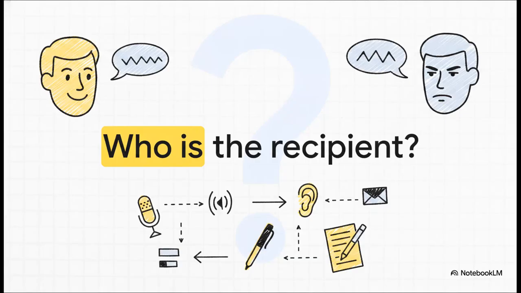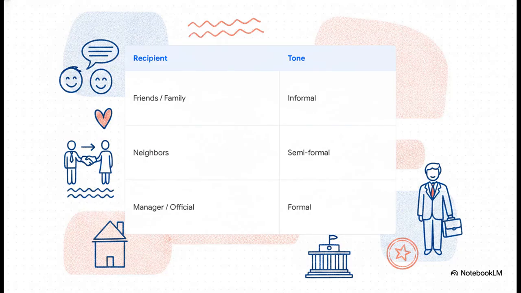Step 1 of your prompt analysis is stopping to ask one incredibly vital question. Who is actually receiving this message? This is so crucial because misjudging Canadian social distance is a massive trap for non-native speakers. The recipient dictates literally everything else, your entire tone, your vocabulary choices, and your level of directness. So, you must strategically map your recipient to the correct tone.